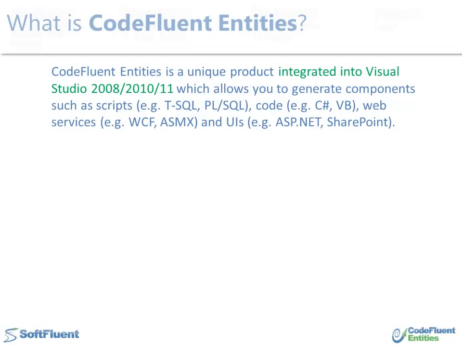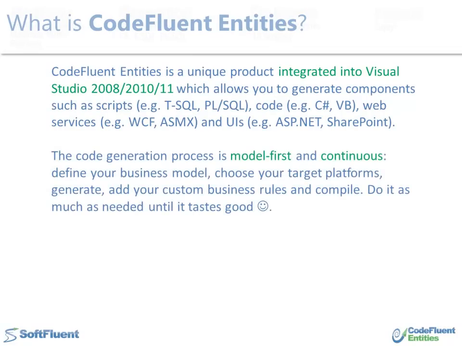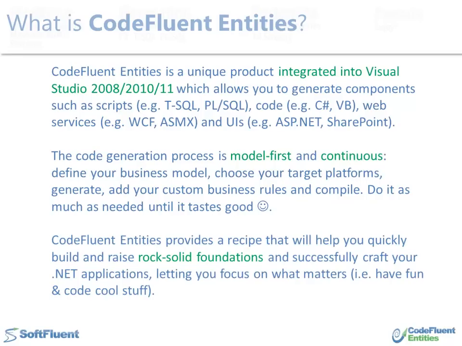Okay, so what is CodeFluent Entities? Basically, what this means is that CodeFluent Entities is a product which, from a model containing your business logic, will generate 100% functional code. Generation is not a one-shot action. Instead, it will be continuous throughout developments, and that's a key point with this product. The idea is that CodeFluent Entities will generate all the recurrent and low-value code so that you'll be able to focus on what matters.